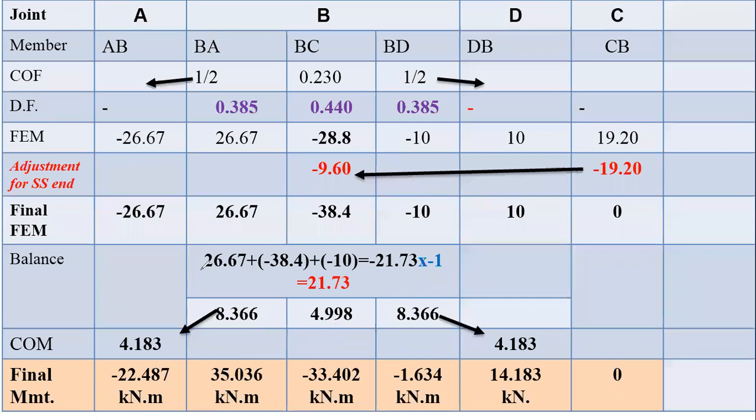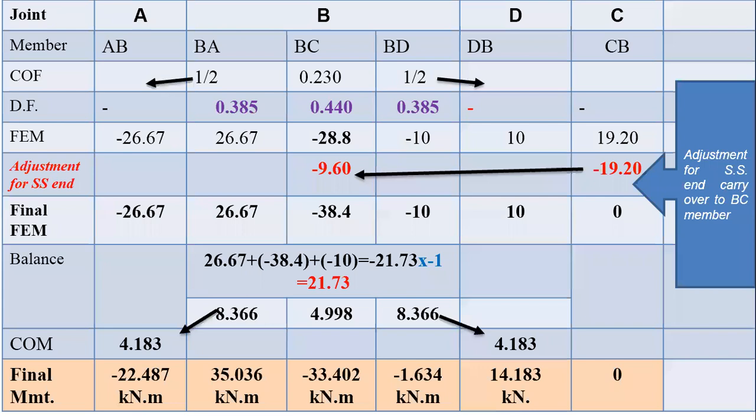This is step number 3. So what points do we have to remember? The carryover factor, and as our end support C is a simple one, we have to make the adjustment for the simply supported end by making the fixed end moment 0 and half carried over to the adjacent member. The last step is the superimposed BMD. Now this is the frame. So this is the adjustment for the simply supported end, which we have considered.